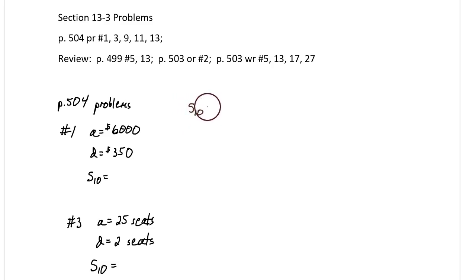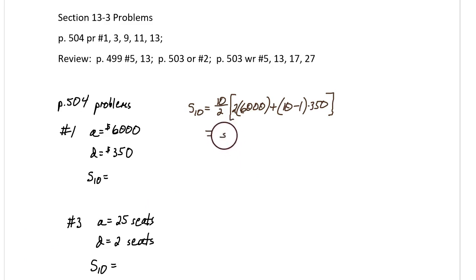S sub 10 is equal to 10 divided by 2 times the value of A plus 10 minus 1 times the value of D. Type that expression in the calculator to get the answer. And the result is $75,750.